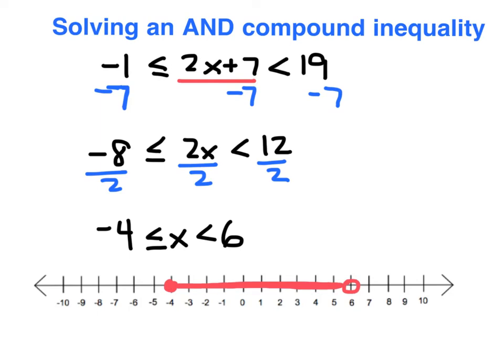Just to reiterate, that means that you could plug in 0, 1, 2, you could plug in a half into this x, and you would get a true statement. Like think about 2. Is negative 4 less than or equal to 2? Yes. Is 2 less than 6? Yeah.